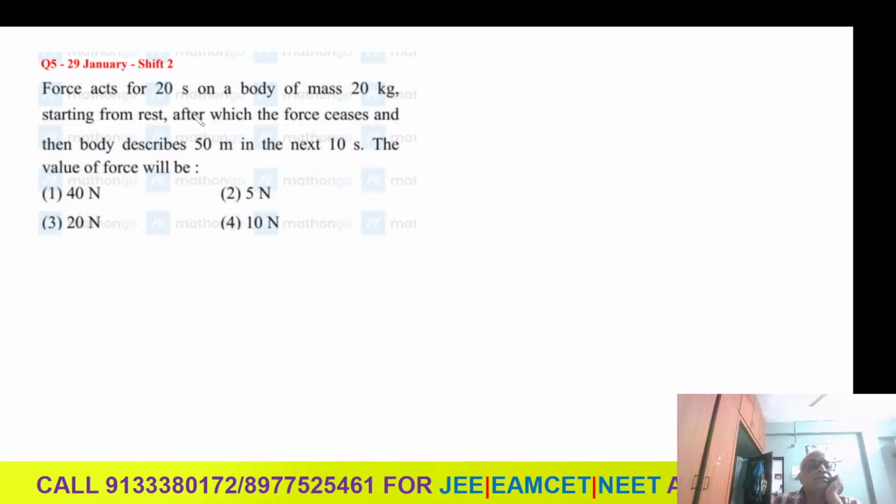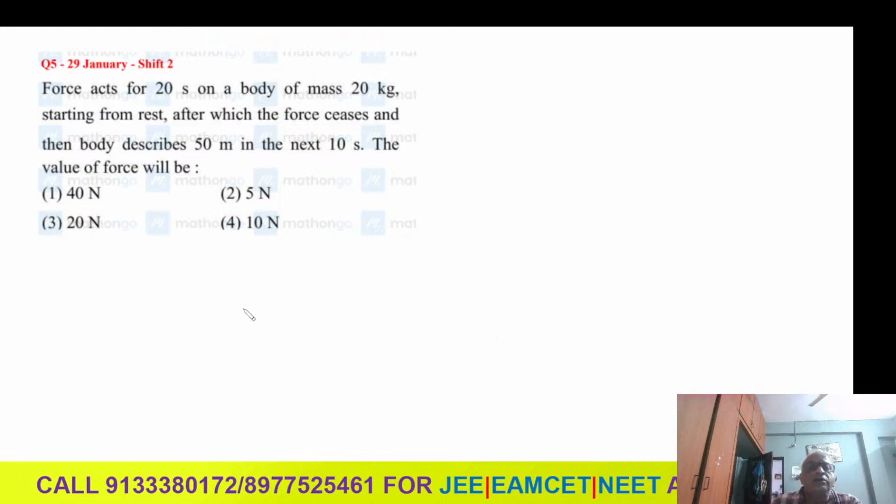A force acts for 20 seconds on a body of mass 20 kg starting from rest, after which the force ceases, meaning the force is removed. Ceases means stopped, removed, and the body describes 50 meters in the next 10 seconds. What is the value of the force? He is asking.